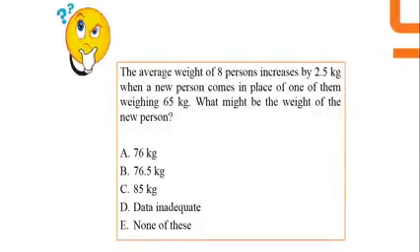Let's see the next question. The average weight of 8 persons increases by 2.5 kg when a new person comes in place of one of them weighing 65 kg. What might be the weight of the new person? If you see this question, you can see that it is similar to the earlier question where there is a group of persons and one person has been replaced by another person.